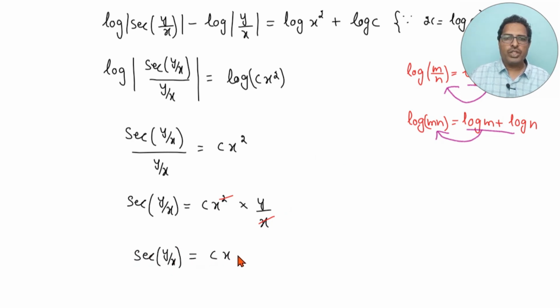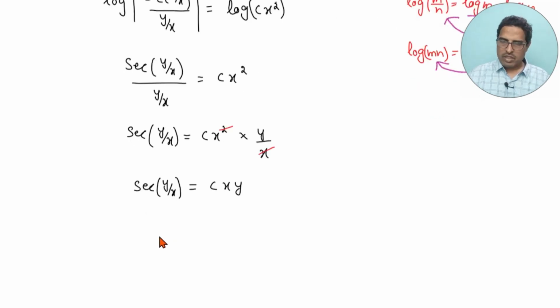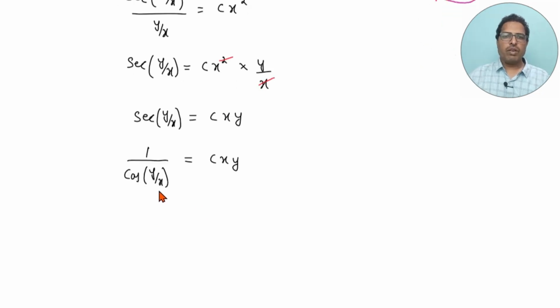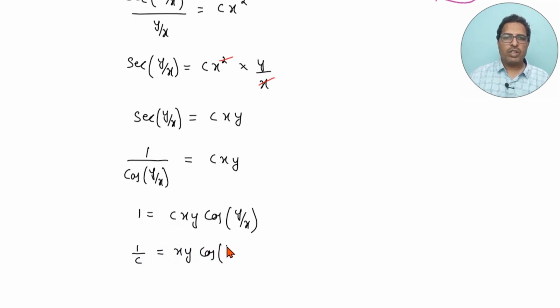to cx into y. The secant can be represented as 1 by cos, so I can write 1 by cos of y by x is equals to c times of xy. If you cross multiply this cos on the other side, we are left out with 1 is equals to cxy into cos of y by x. Or cross multiply this c, it becomes 1 by c is equals to xy into cos of y by x.